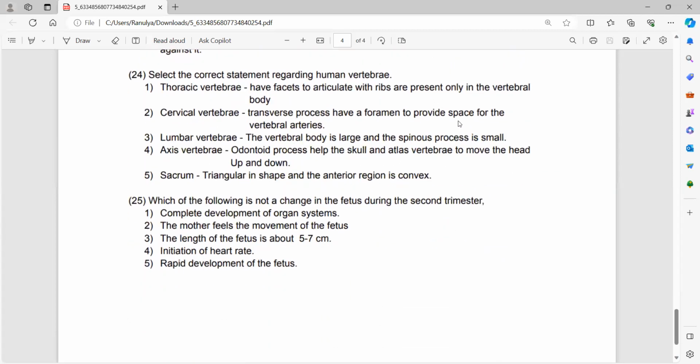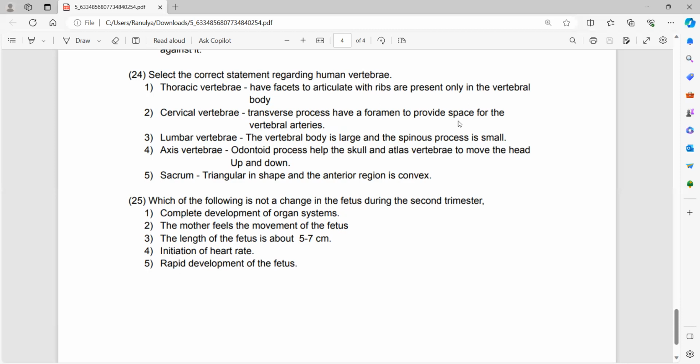24. Select the correct statement regarding human vertebrae. Thoracic vertebrae have facets to articulate with ribs present only in vertebral bodies, right? Both lumbar and thoracic vertebrae, they have facets for articulate with ribs. Then cervical vertebrae, transverse process have a foramen to provide space for the vertebral arteries. That is correct. Lumbar vertebrae, the vertebral body is large and spinal process is small, right? That is incorrect. For the attachment of muscles of the lower back, the lumbar vertebrae, they have relatively large spinal process.